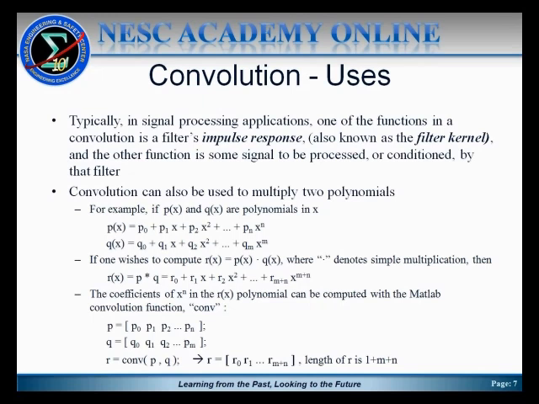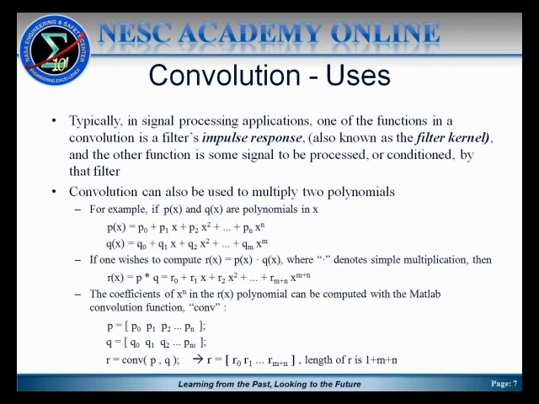So for instance, if you had a low-pass filter that you wanted to use to remove high-frequency noise from some signal, one of the signals, call it f of t in the previous example, would be the impulse response of a low-pass filter. The other signal would be x of t, where x is some waveform that you wanted to filter. Then if you computed the convolution of the filter kernel with the signal to be processed, you would in effect process that signal through that low-pass filter, thereby removing the higher frequency content.